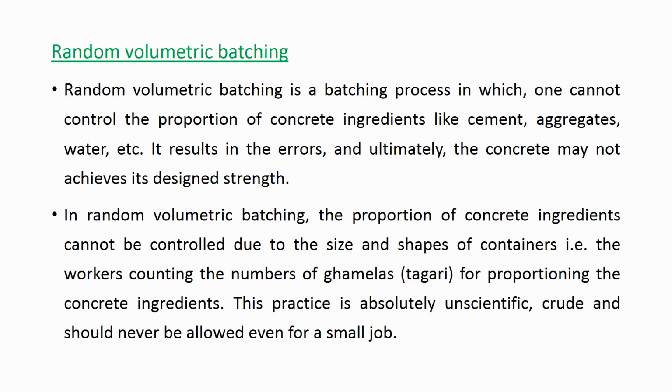In random volumetric batching, the proportion of the concrete ingredients cannot be controlled due to the size and shape of the container. That is, the workers are counting the number of gamels for proportioning the ingredients. This is absolutely unscientific, crude, and should never be allowed even for a small job. In volumetric batching there are two types, random volumetric batching and accurate volumetric batching. In random volumetric batching, we are using this one.